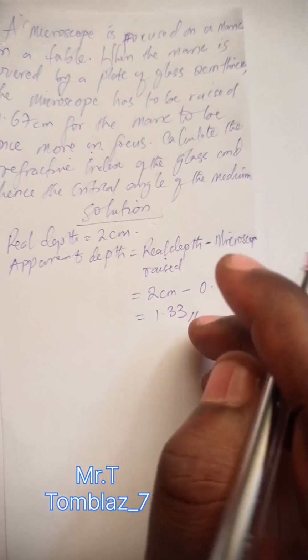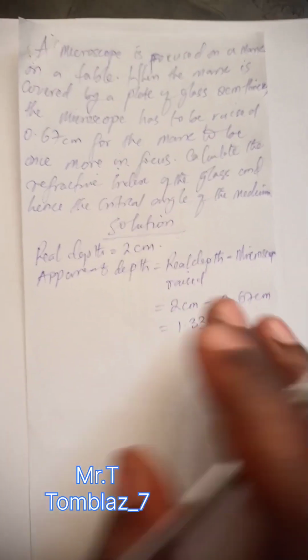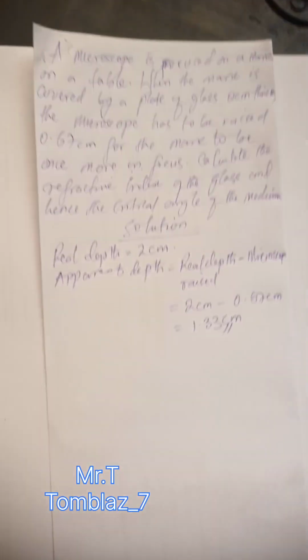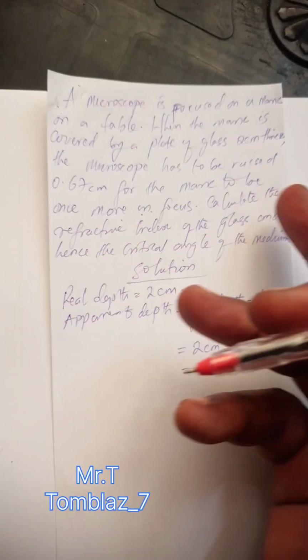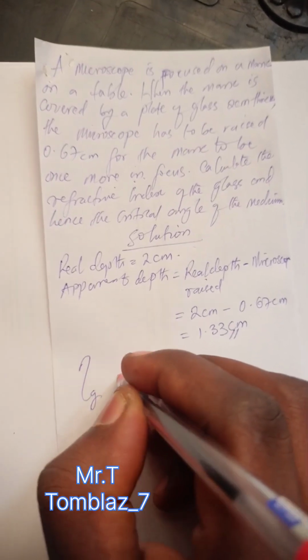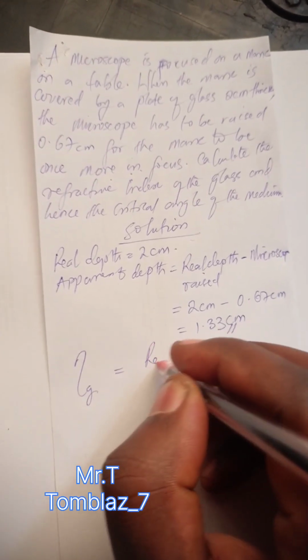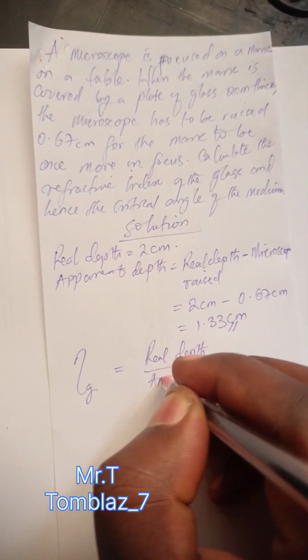So we have our apparent depth to be what? 1.33 centimeters. So if that is gotten, then how do we calculate the refractive index? Because they say we should calculate the refractive index of the glass. So refractive index of glass will be equals to real depth all over apparent depth.